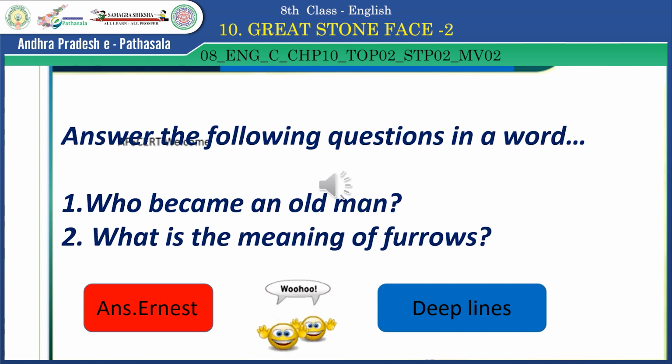Dear children, read the questions on the screen carefully and answer. Okay? First one is, who became an old man? Yes, you are right. Ernest. Excellent. Next one, what is the meaning of furrows? Answer is deep lines. Fantastic. Now, let us have a quick look at the remaining story of the Great Stone Face 2. Here we go.